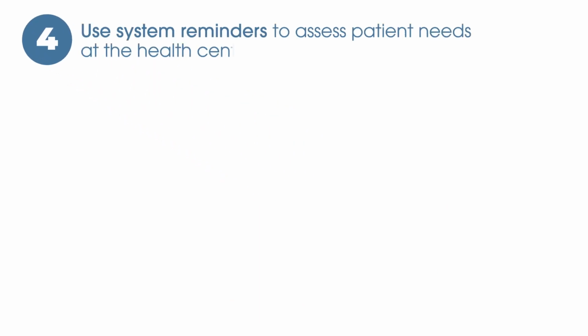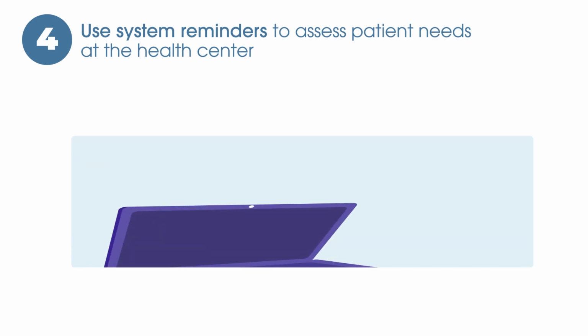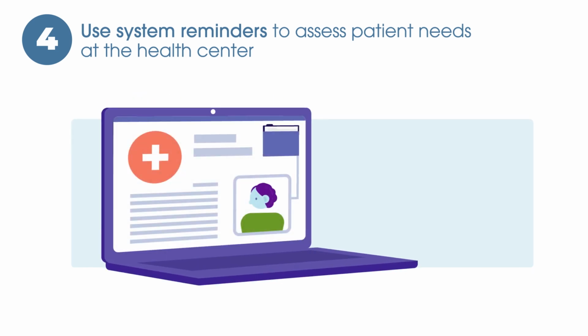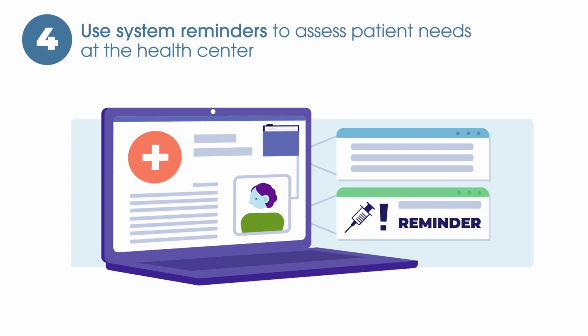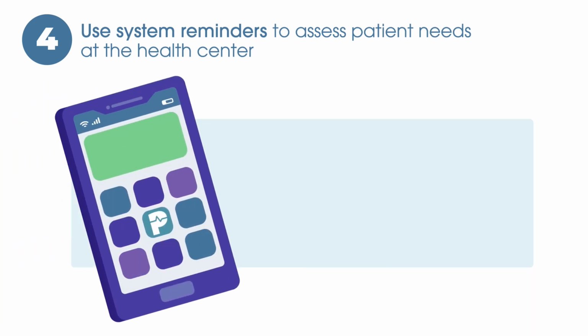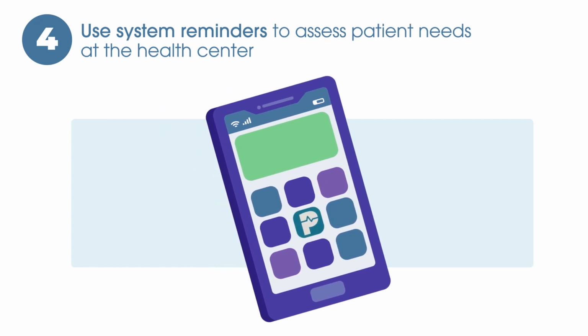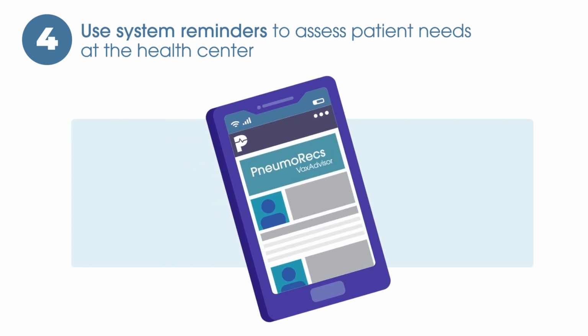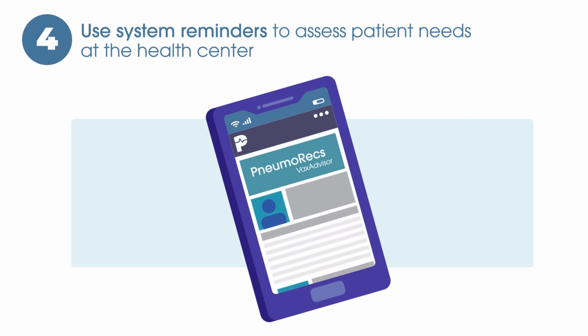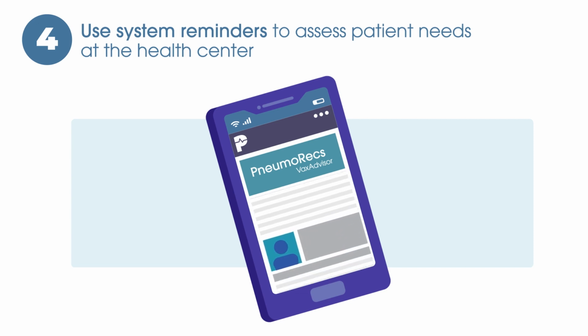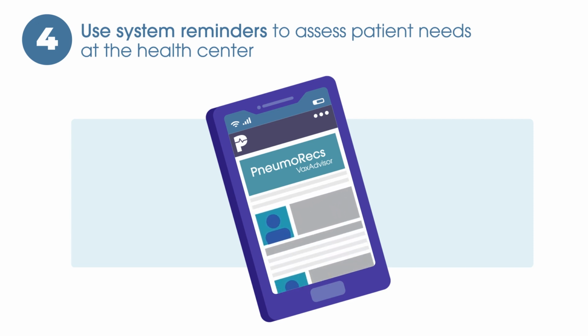Now, let's consider how we can use system reminders to best assess our patients' needs at the health center. We can use settings within our health center's electronic health record to generate reminders to pop up on Rio's chart once they've checked in. These reminders let our staff know if Rio is due for a vaccination, so we can start that conversation. Sometimes eligibility requirements are more complex. In those cases, we can use additional tools, like the CDC's Pneumo Rx VaxAdvisor mobile app, to screen patients who may have underlying conditions or other factors that would make them eligible for certain vaccinations.